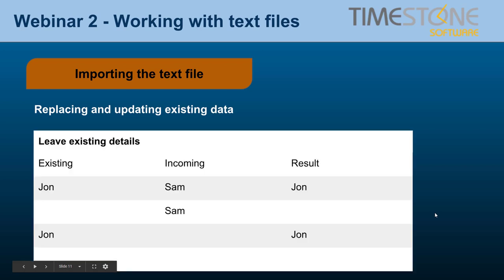And I have an example. Okay, very simple first names, John and Sam, 3-letter names. So the existing data is on the left. We've got 3 records, John, a blank, and then John. The incoming data is Sam and Sam, and then a blank. And you can see the result is unchanged. For those existing subjects, the data does not get replaced. If there were any new subjects, they would get imported.